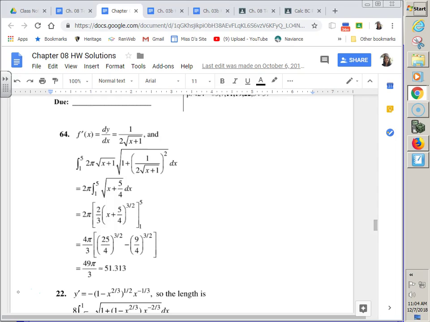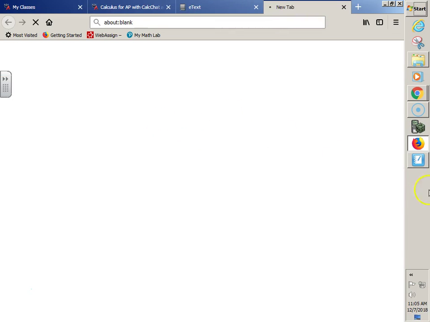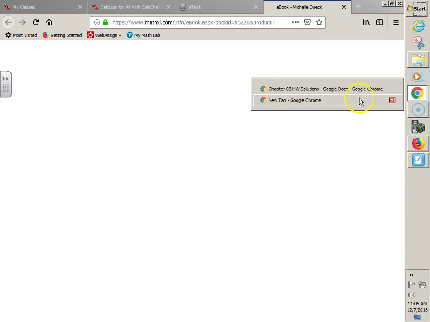Final answer ends up being 49 pi over 3. So this is an integral that you could be asked for eventually on an AP, etc., to solve by hand. But you guys were just doing calculator, right? So 51.313.